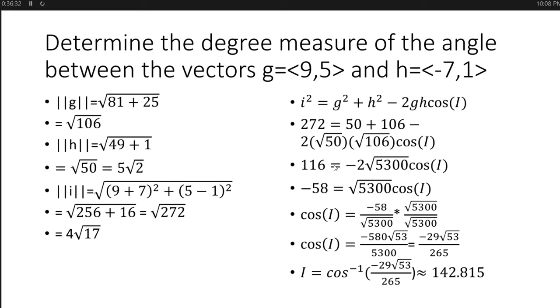That simplifies to 116 equals negative 2 root 5,300 cosine I, which we keep simplifying down to cosine I equals negative 58 over root 5,300. Rationalize it, so we get negative 58 root 53 over 5,300, which simplified equals negative 29 root 53 over 265. And then to solve for I, we just do the inverse cosine of negative 29 root 53 over 265, which equals 142.815. This is going to be our answer in degrees.